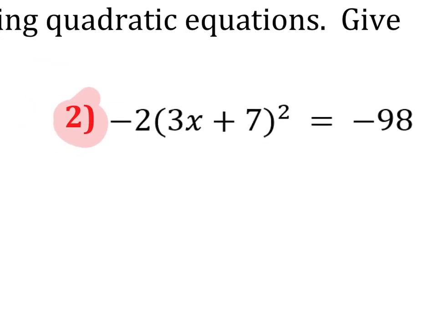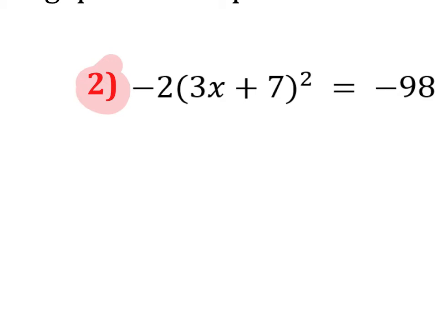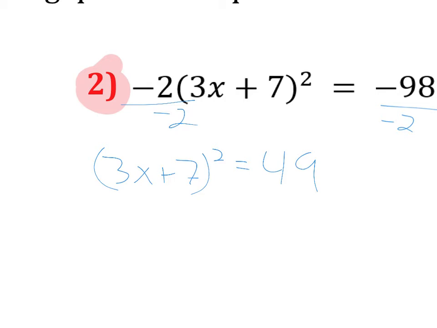Let's take a look at number 2. Right here I've got a squared, and my variable is trapped within that parenthesis chunk that's being squared. Ultimately, I want to be able to take the square root of that. However, I can't just do that right away because I've got this negative 2 out front. That's got to go. So first things first, I'll divide the negative 2 to the other side. And now I've got (3x + 7) squared equals a positive 49.